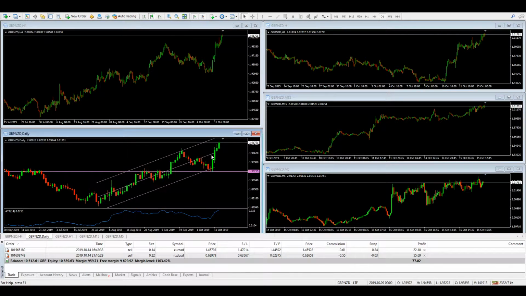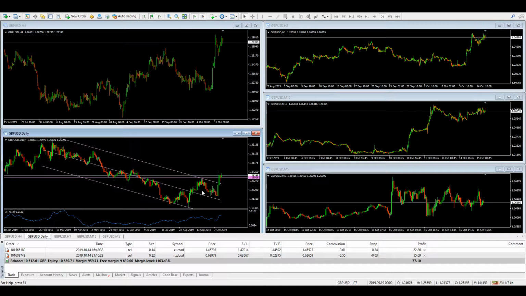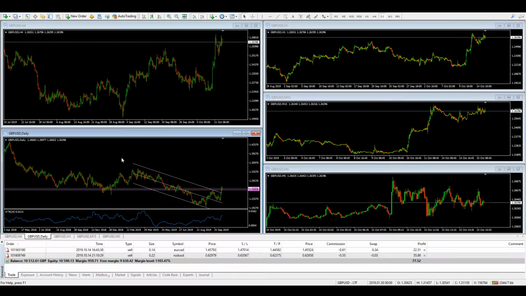Again another GBP cross. This is just too far gone, needs to pull back. GBP USD, yeah, it's just too much limbo at the moment.